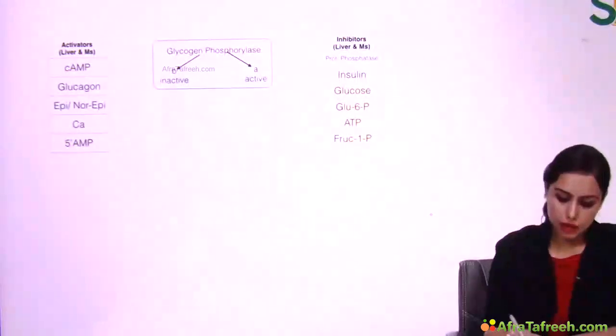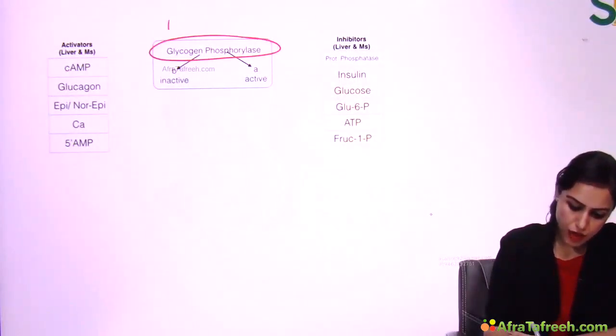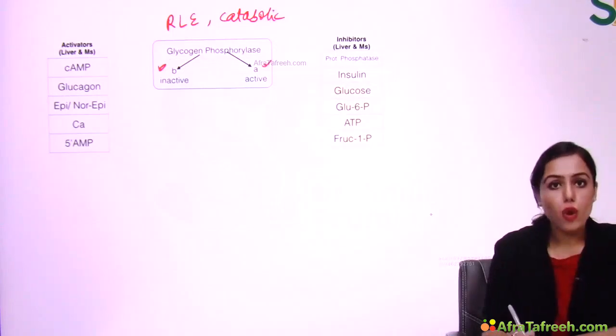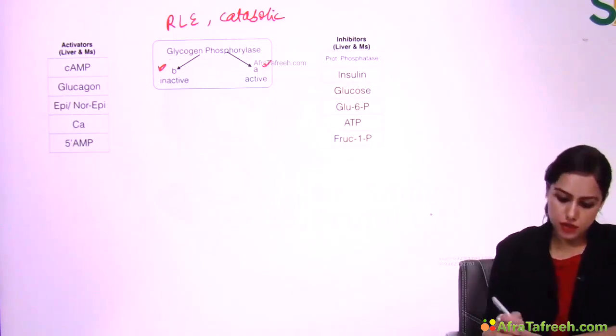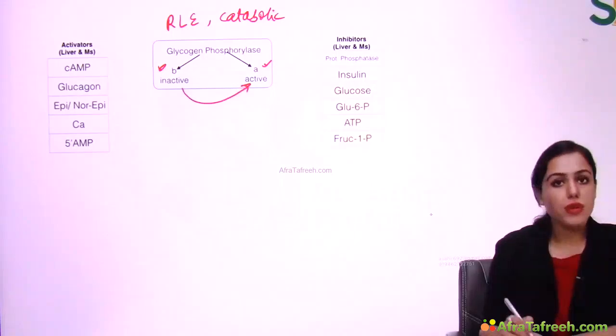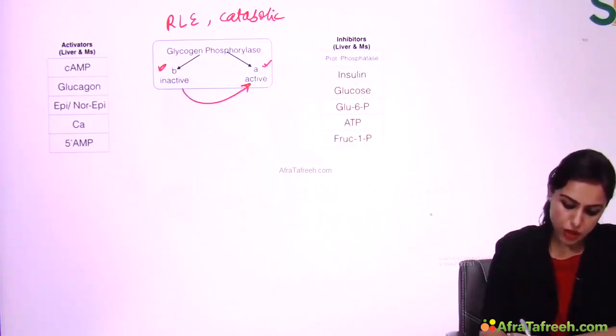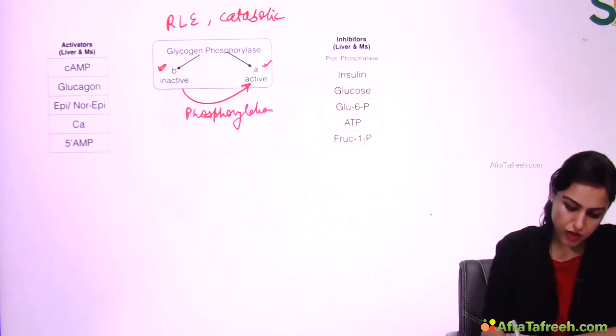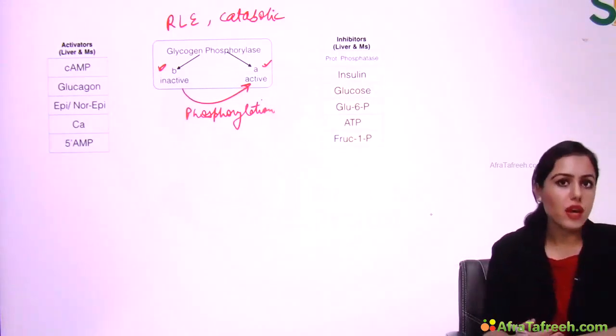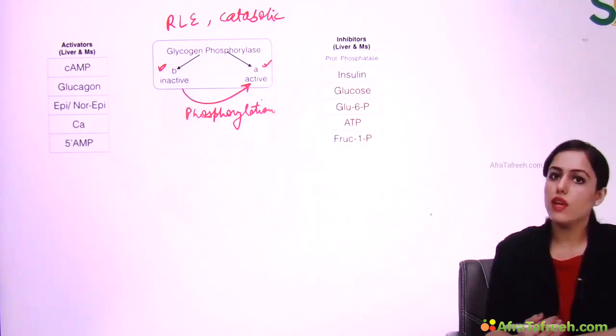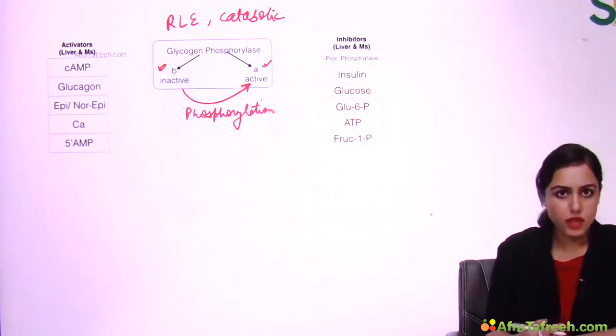Now see one more thing in glycogen. This enzyme glycogen phosphorylase, this is rate limiting enzyme, catabolic enzyme of glycogenolysis. This enzyme is having two forms, small b and small a. Small b is inactive, small a is active. So how can you convert b to a? By doing phosphorylation. By doing phosphorylation, we can make this enzyme active because it is catabolic enzyme. Any catabolic enzyme is active in phosphorylated state, right?